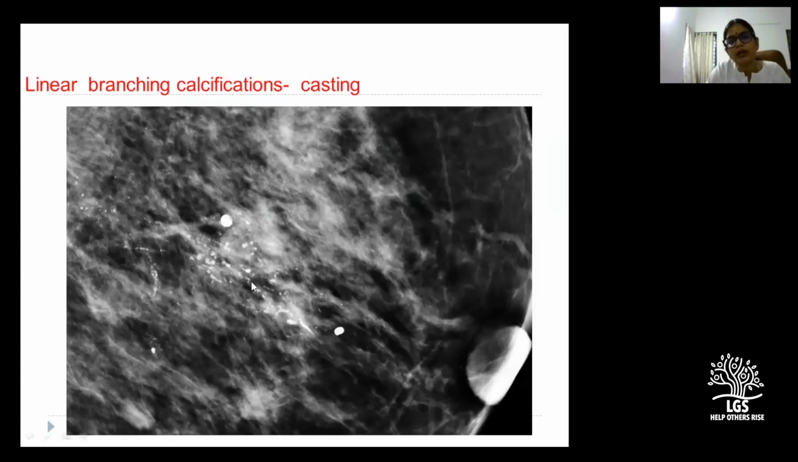So it's all casts within the duct, and this kind of distribution is typical of high grade linear branching calcifications. If you see this, it is definitely BI-RADS 5. This needs a biopsy, and this will certainly need surgical management, and this should not be ignored. So this is high grade DCIS when it happens like this.